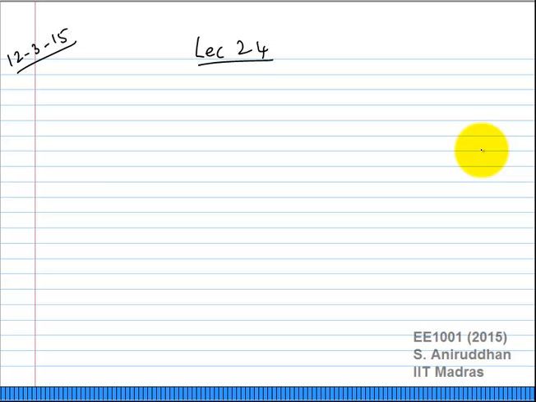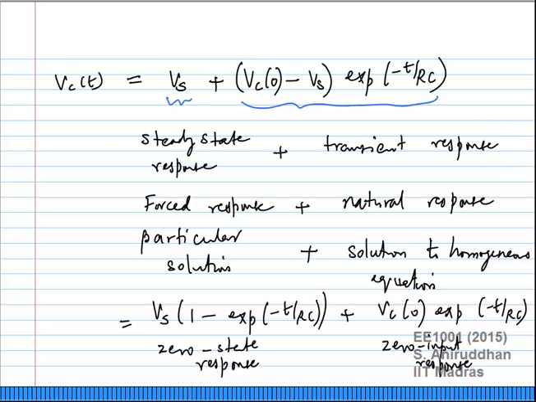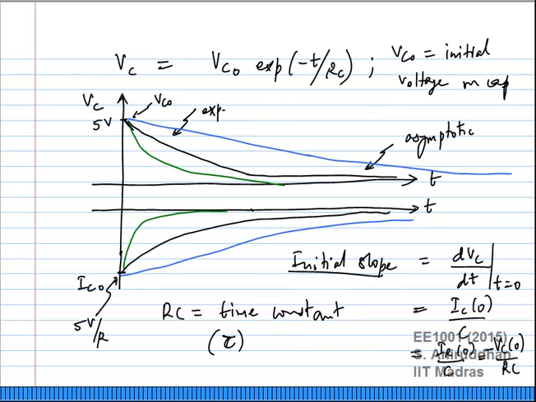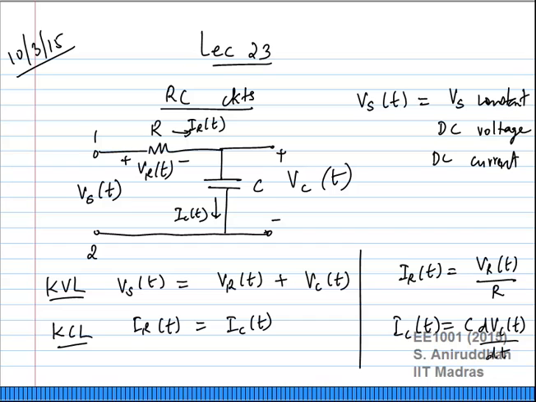Yesterday's class we started looking at RC circuits. Let's quickly review what we did yesterday. We started looking at the simplest possible RC circuit. So you have a series R and a shunt C.